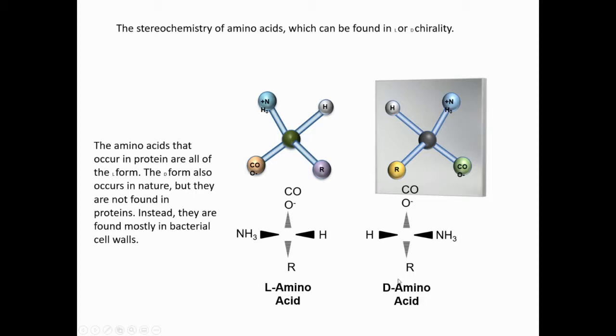The amino acids that occur in proteins are all the L form amino acid, the left-handed L amino acid, with the amino group on the left of the alpha carbon. Of course there are some D form amino acids, but they are found mostly in bacteria. In the bacterial cell wall, you will be able to see D form amino acids. Otherwise, in nature, proteins all have L form amino acids.